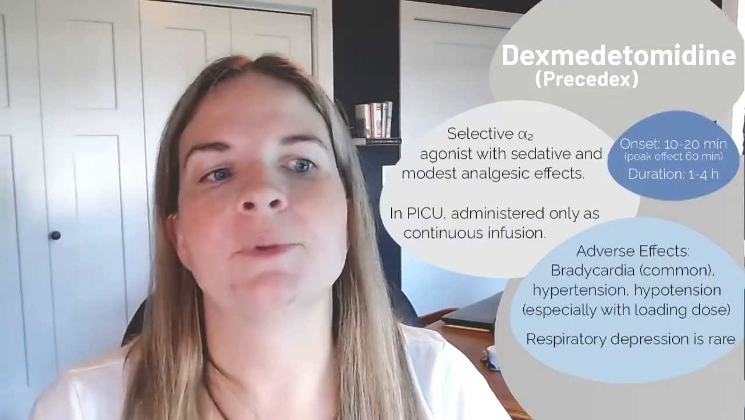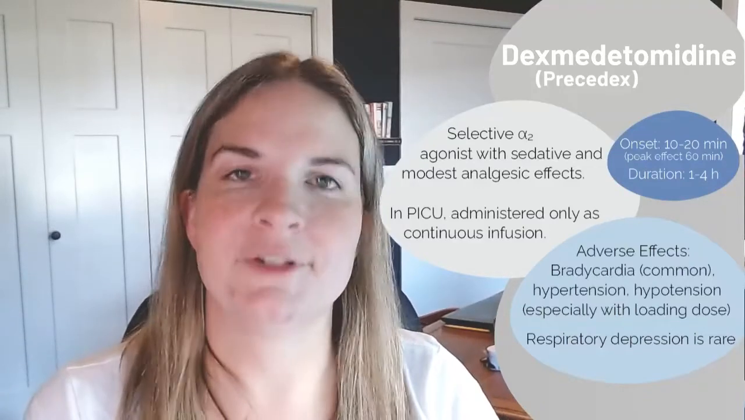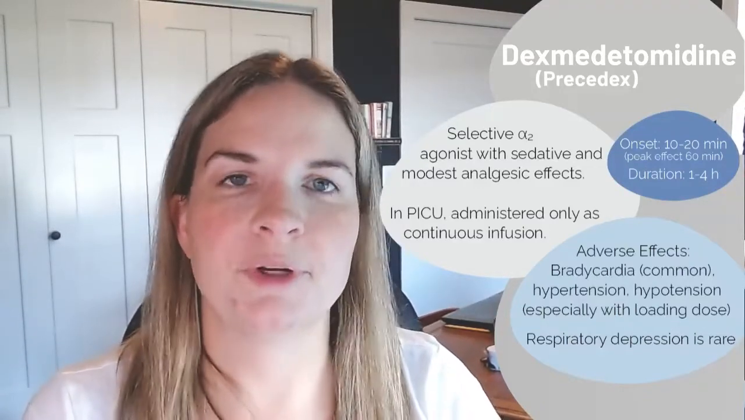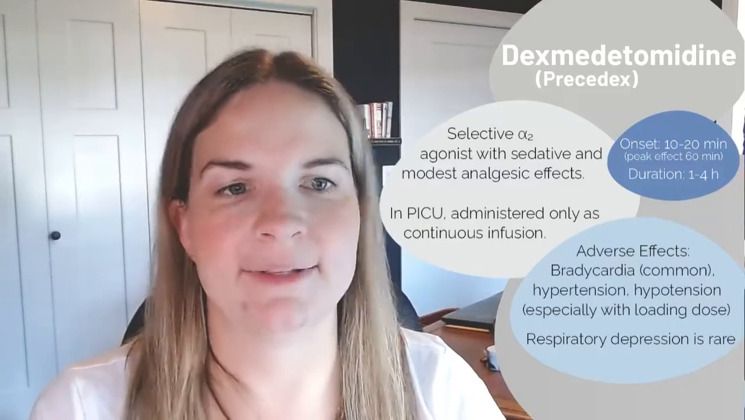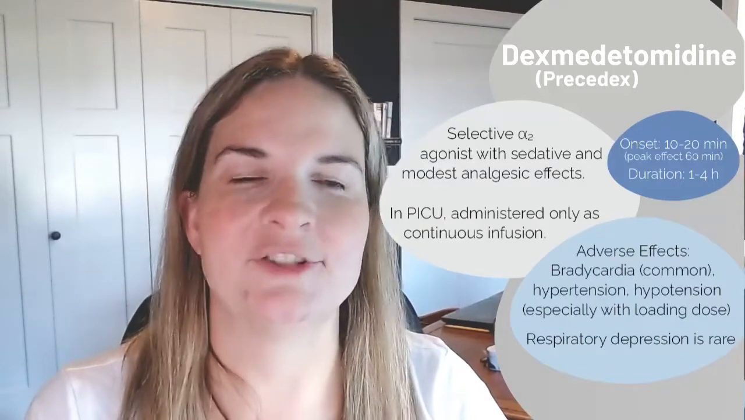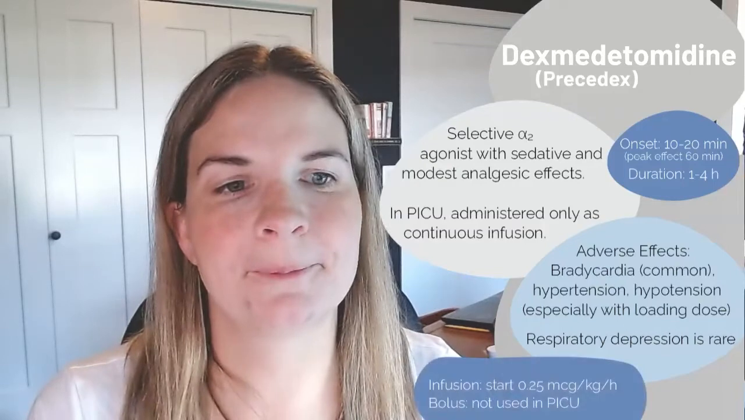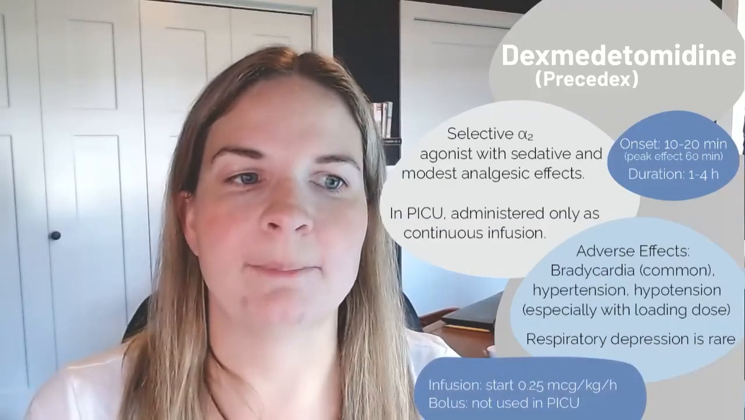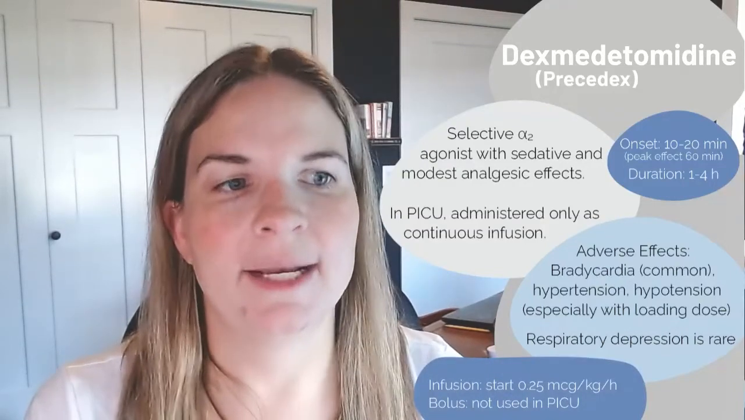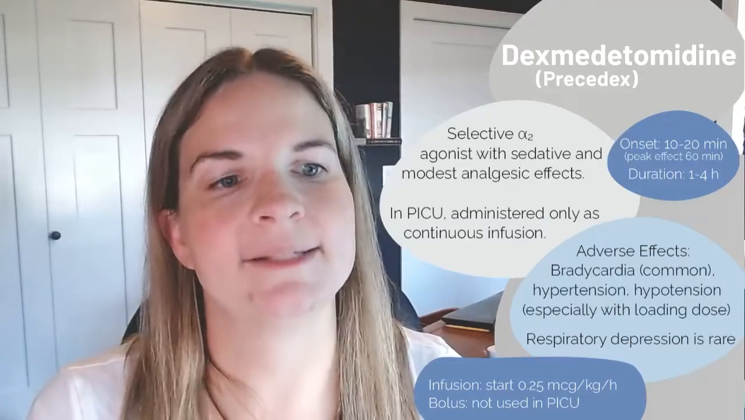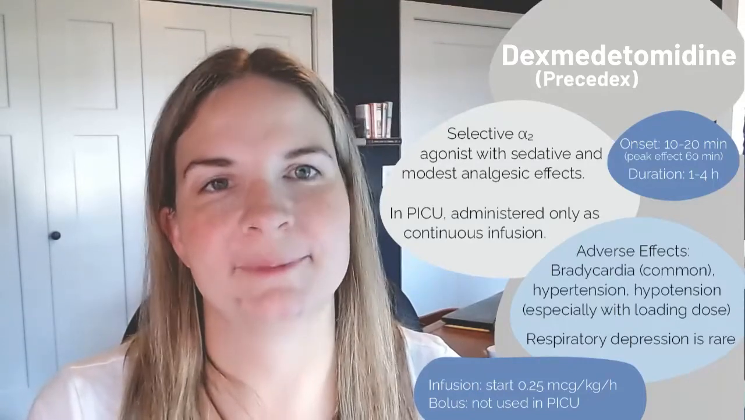Dexmedetomidine begins to take effect within 10 to 20 minutes, reaching its peak after 60 minutes. It has a duration of 1 to 4 hours, but does not have to be completely out of the system prior to extubation, as it does not generally suppress respiratory drive. We typically start our infusions at 0.25 mics per kilo per hour and increase in 0.25 mic increments up to around 1 or 1.25 mics per kilo per hour.